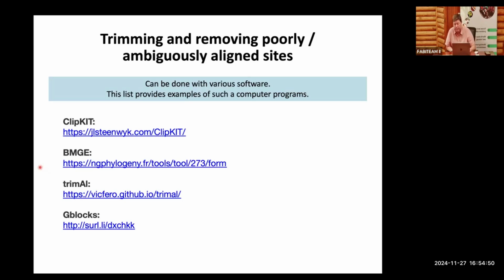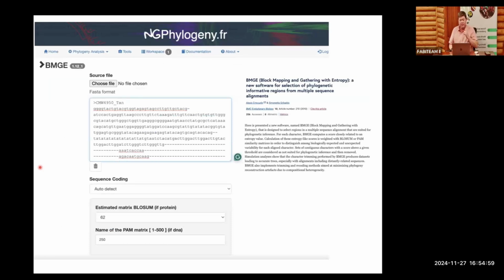But I will show you the result from BMGE. It was published in 2010, but it's still used frequently by the community. BMGE stands for Block Mapping and Gathering with Entropy. I'm showing the reference for this paper here, and you can read more about it. Okay, so this is the landing page for the website. The other software you will have to download on your computer and install. They all run from the command line.